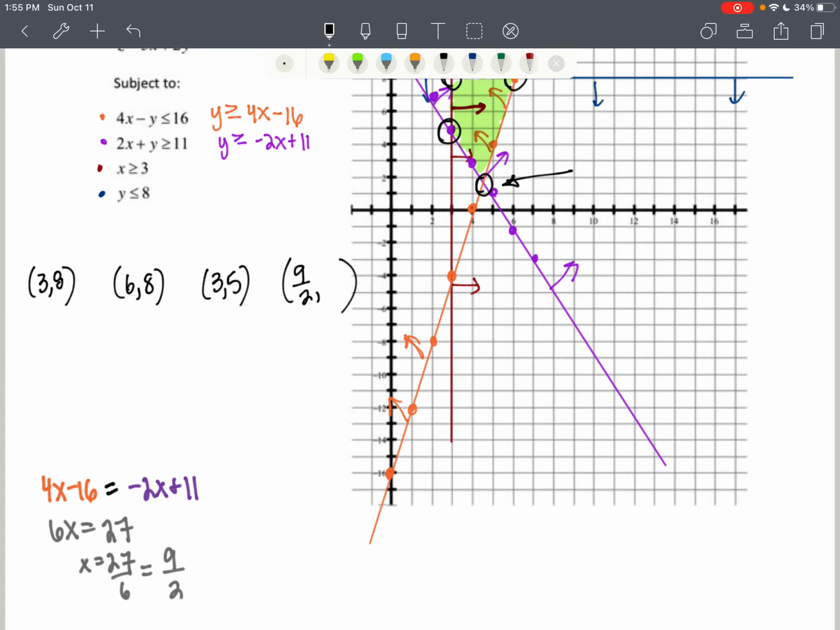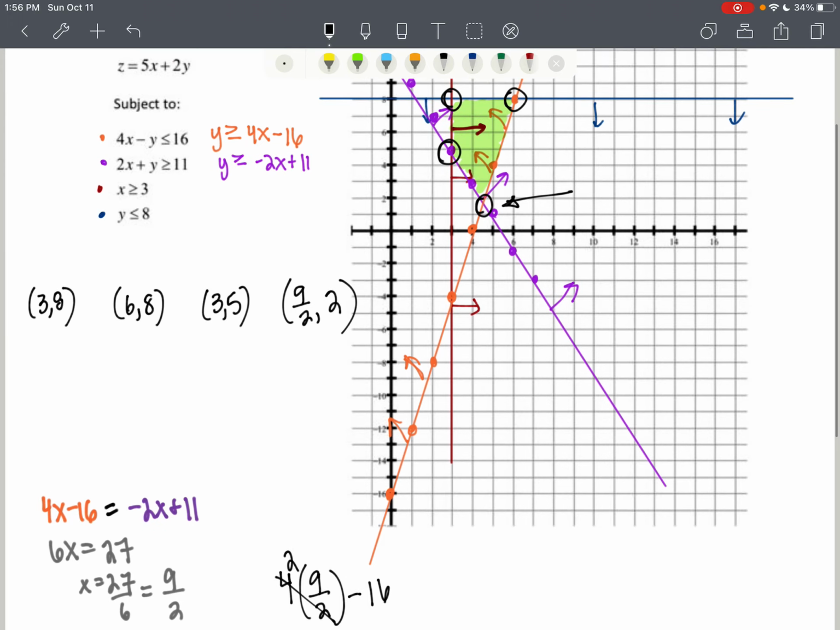Now I have to put 9 over 2 back in for x. So instead of 4 times x, I'll have 4 times 9 over 2 minus 16. That's going to be 18 minus 16 is 2. So you can see that solving by graphing is obviously not always the most accurate way to solve systems unless you're talking about lattice points. And that's why we learn how to solve by substitution, by elimination, Cramer's rule, Gauss-Jordan elimination, to get accurate values.